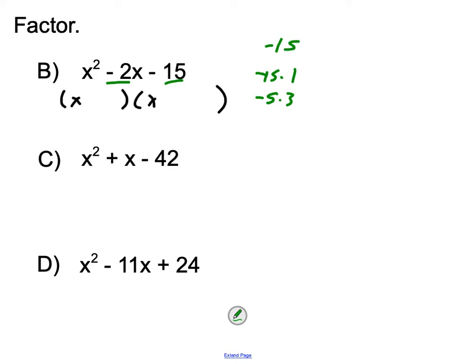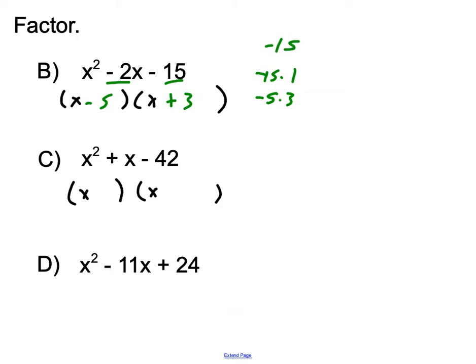So negative 15 plus 1 is a negative 14. That's not the middle term. Negative 5 plus 3 there gives me a negative 2, so that works. And there it is factored. All right, go ahead and try another set. Put your x's in there.